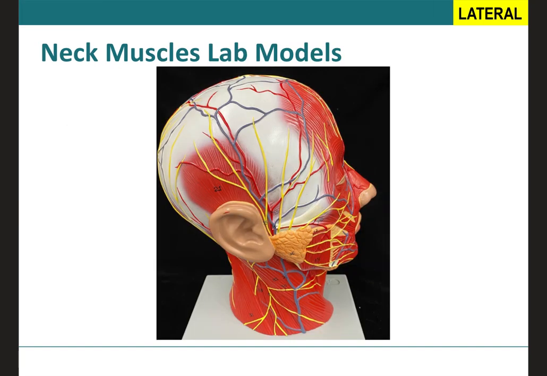In our lab model, back here would be the trapezius, so all of this is your trapezius. These would be your scalenes. Right over here are your scalenes. This one over here is going to be your splenius capitis, and this big one over here would be your sternocleidomastoid.